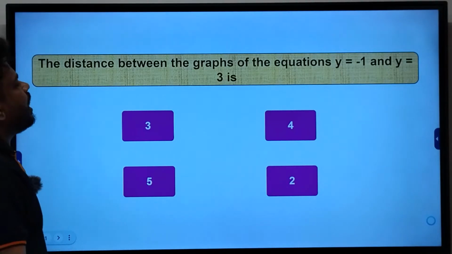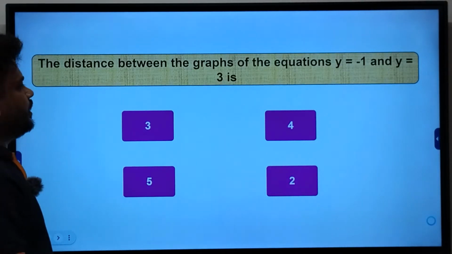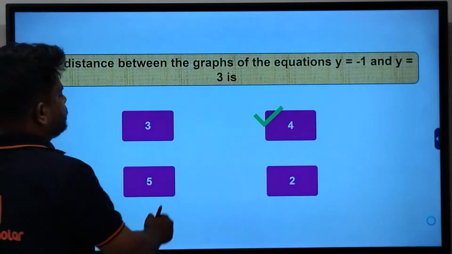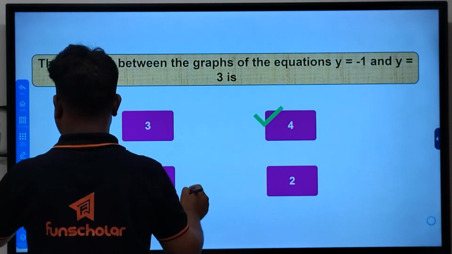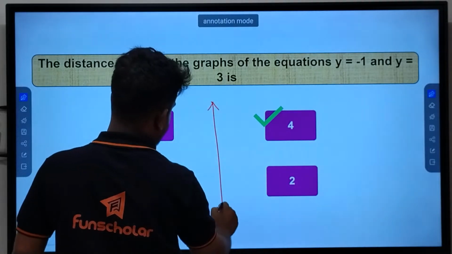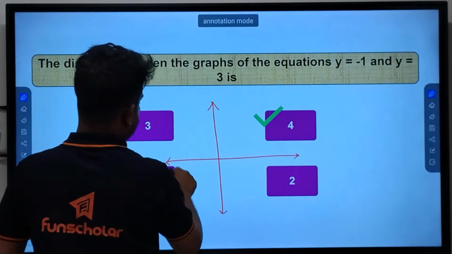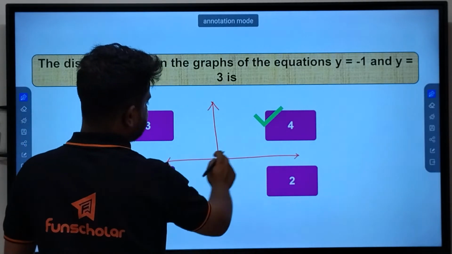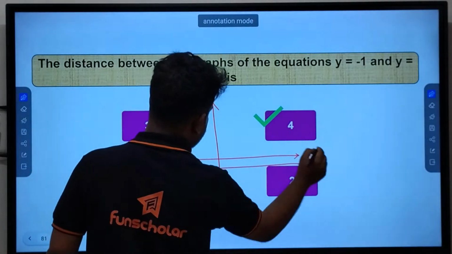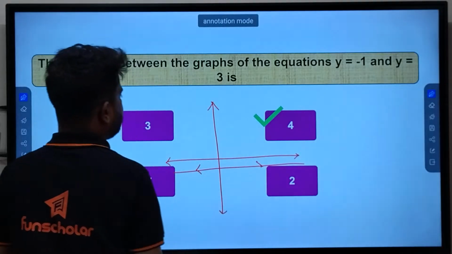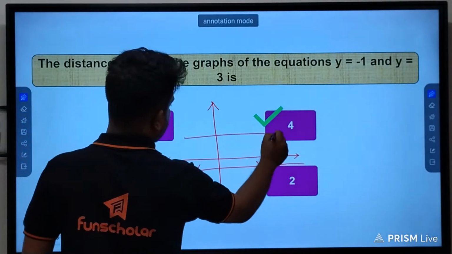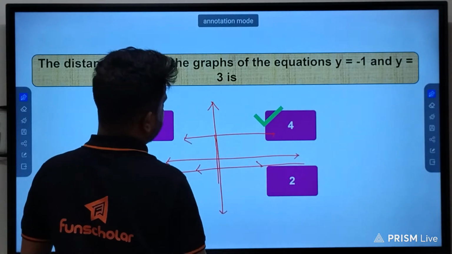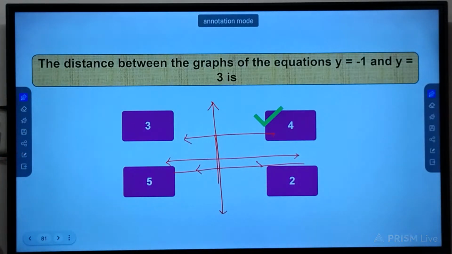The distance between the graphs of the equations y equals minus 1 and y equals 3 is, that is 4. Okay, so if I draw the axis here, y equals minus 1 will be parallel to the x axis, and the x axis is this one, so minus 1 will be like here, this line, and plus 3 will be like here, and the distance between these 2 lines will be measured from here, and it will be 4 units.